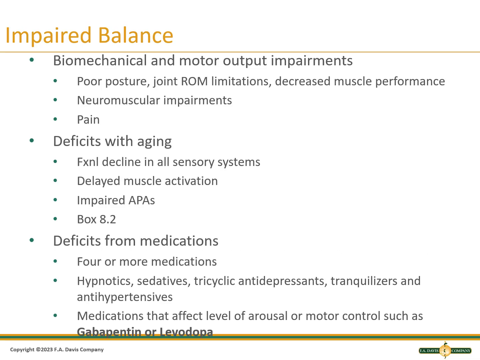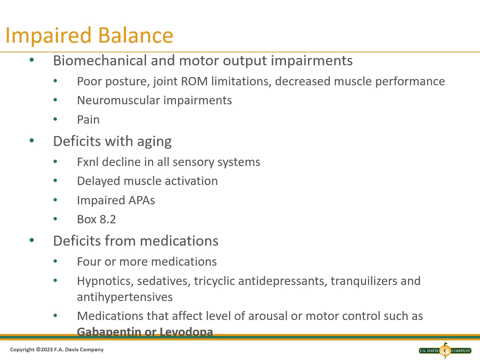Other impairments can arise not from processing information and generating the appropriate output, but rather just from the motor output itself, and so the sensory system may not even be involved in some of our balance deficits, and that's why it's important to do the appropriate assessments to determine what is involved. But things like poor posture, joint range of motion limitations, and decreased muscle performance can all be motor-specific contributions to balance deficits. Neuromuscular impairments can also be more motor in nature. We can have a mix of sensory in there, but the majority of our neuromuscular impairments are going to have motor implications. And pain, or more accurately, avoiding pain, can limit motor firing to limit motor output and therefore increase balance deficits.